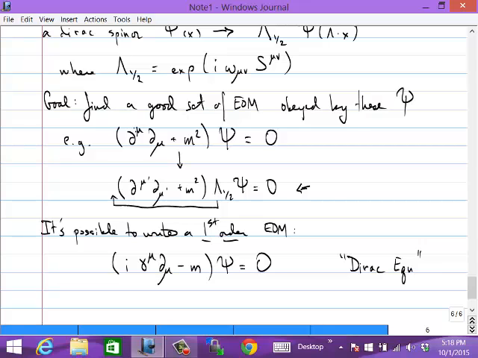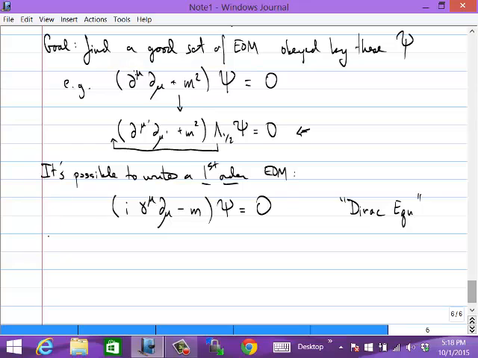So what I want to do in the last few minutes is just check that indeed this is a good equation of motion, in the sense that if it's satisfied in one reference frame, it's satisfied in any other reference frame. And the key fact in proving this is that gamma^mu, under a Lorentz transformation, transforms as a vector.